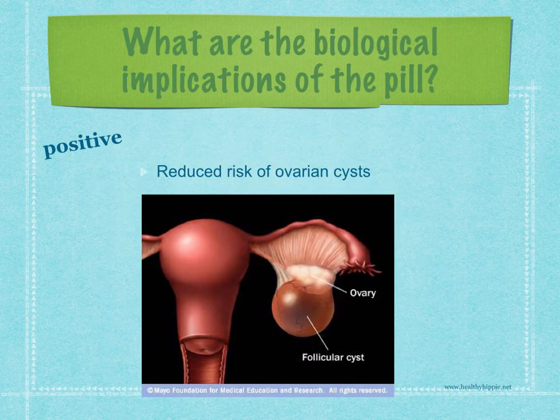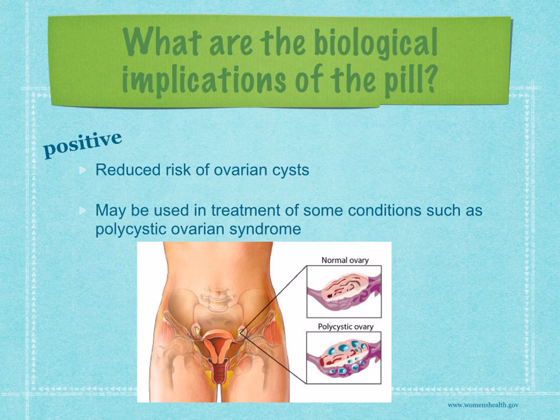You need to know the biological implications of the pill. So a positive biological implication is that it reduces the risk of ovarian cysts, as you can see here. It may be used in the treatment of some conditions such as polycystic ovarian syndrome. So this is when the ovary gets multiple cysts in it.